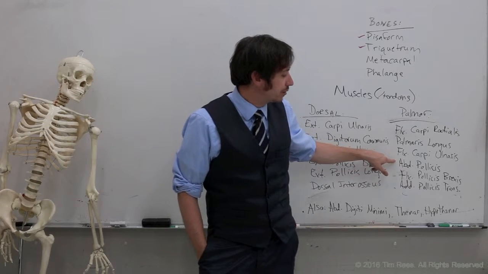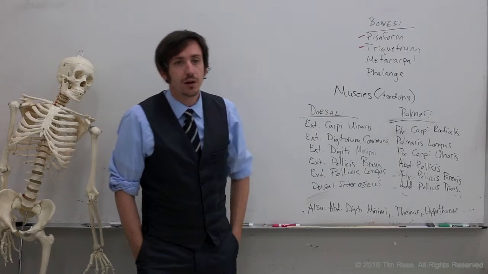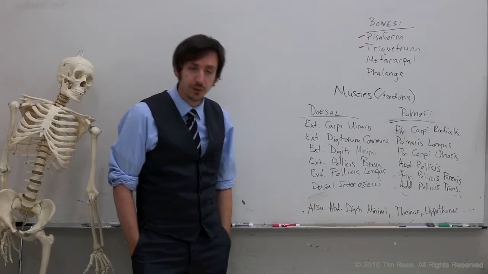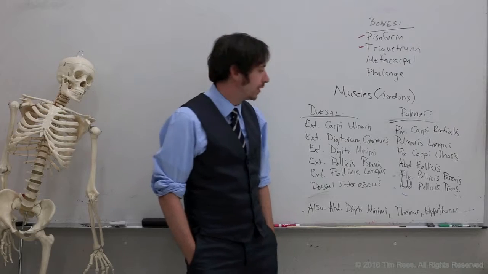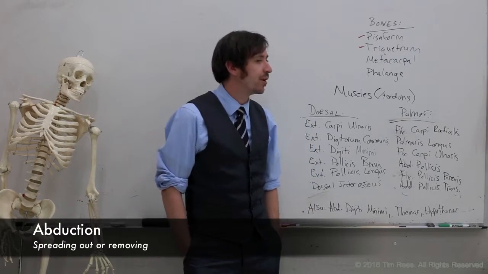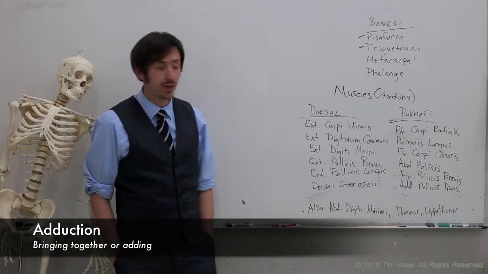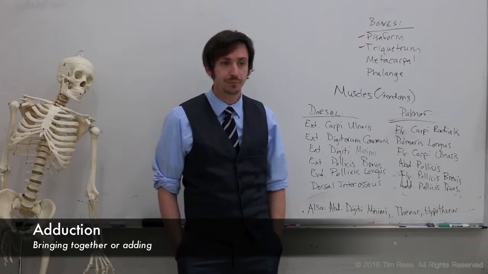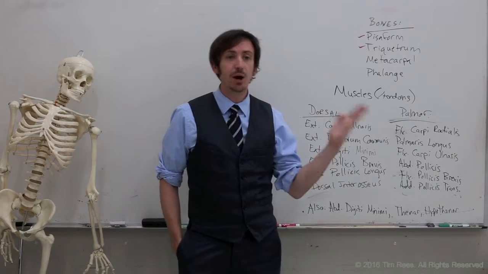What about abduction or abductor and adduction or adductor? Well, what happens when you abduct something? You take it away. What happens when you adduct something? You add it. So abduction means that it's a muscle responsible for taking the thumb away. Adduction, or adductor pollicis transversus, means it's responsible for adding the thumb. Well, taking it away and adding it to what? That's the question, and the answer is the palm.